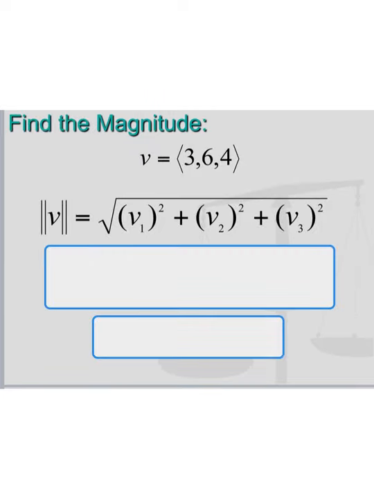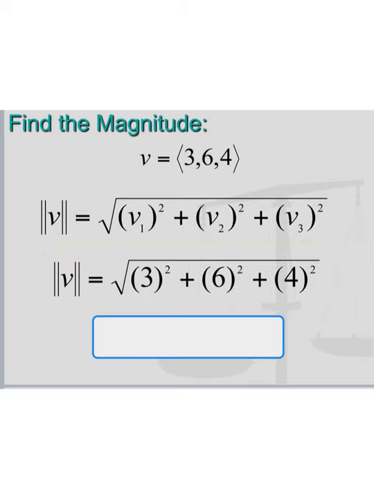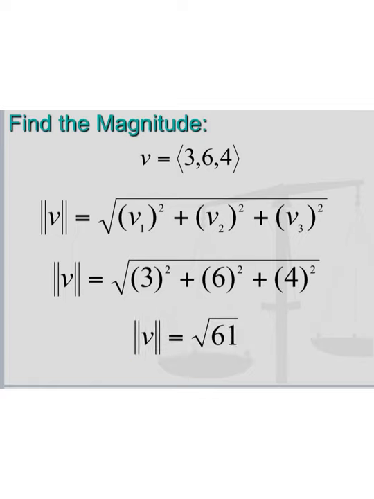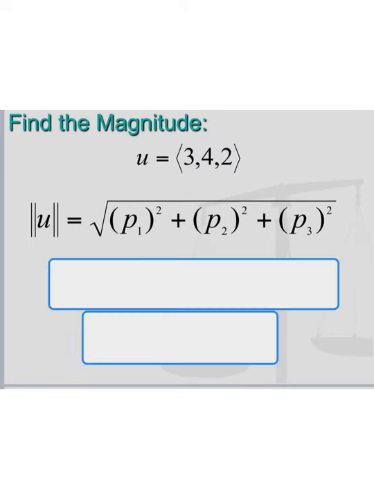For our example here, we're going to go ahead and use the vector 3, 6, 4. I'm going to plug the components into my equation here to find the magnitude. And when I do that, we get 3 squared plus 6 squared plus 4 squared. I'm going to go ahead and square everything and add it together, and I get the square root of 61, and that's my magnitude.